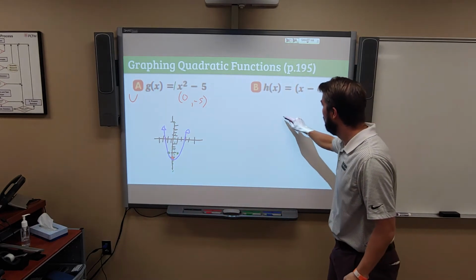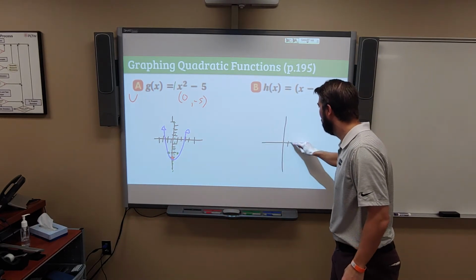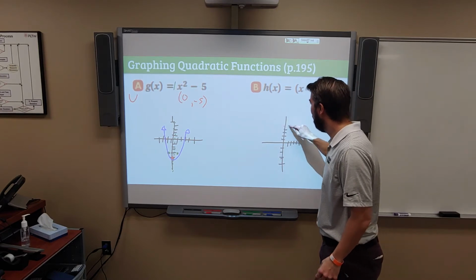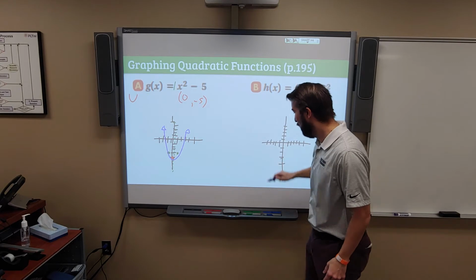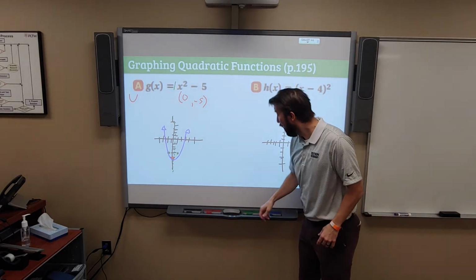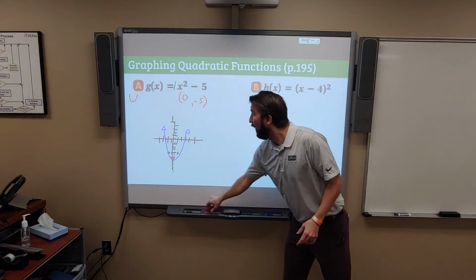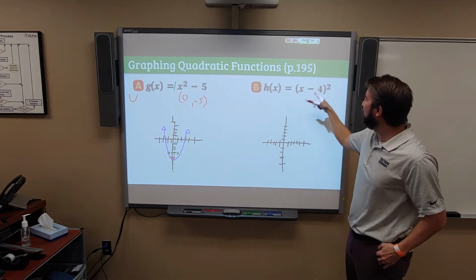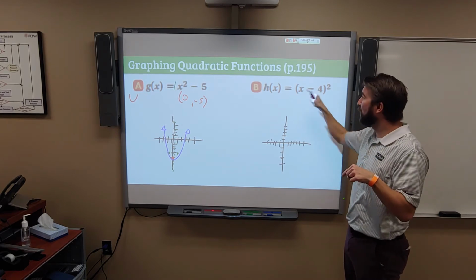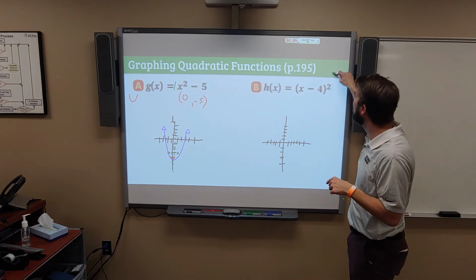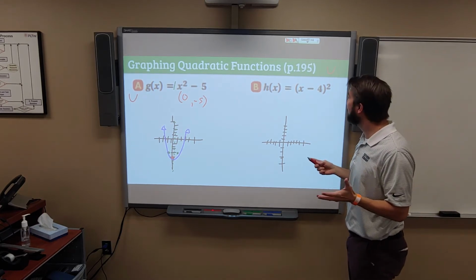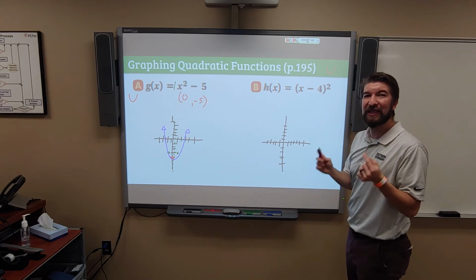So I like to draw my graph first. It doesn't have to be perfect. On MathXL, it's going to be more precise. But once again, I follow my steps. What shape is this going to be? Well, I see the square, so it's going to be a U. Is the U up or U down? Well, that's positive, so I'm going to have U up. And now I know my shape, so I just need to know my vertex.